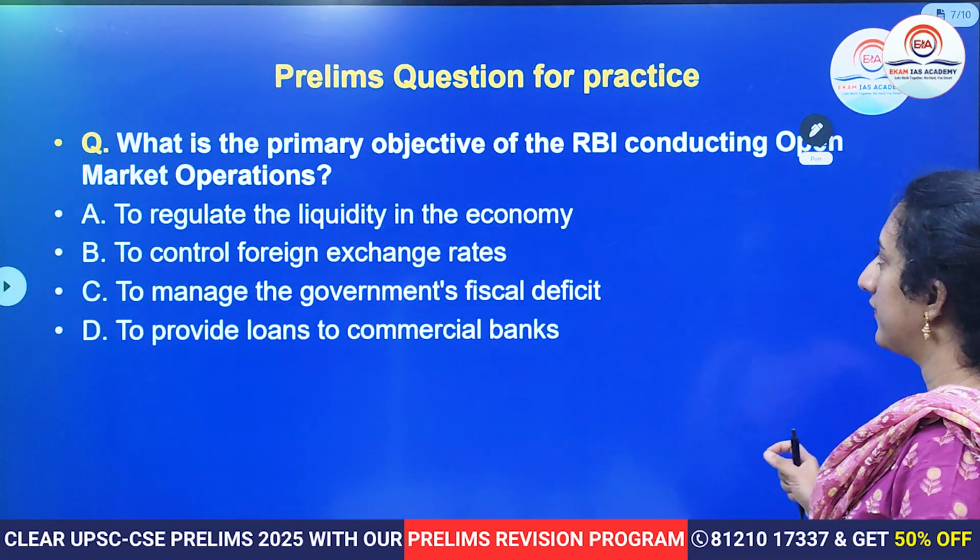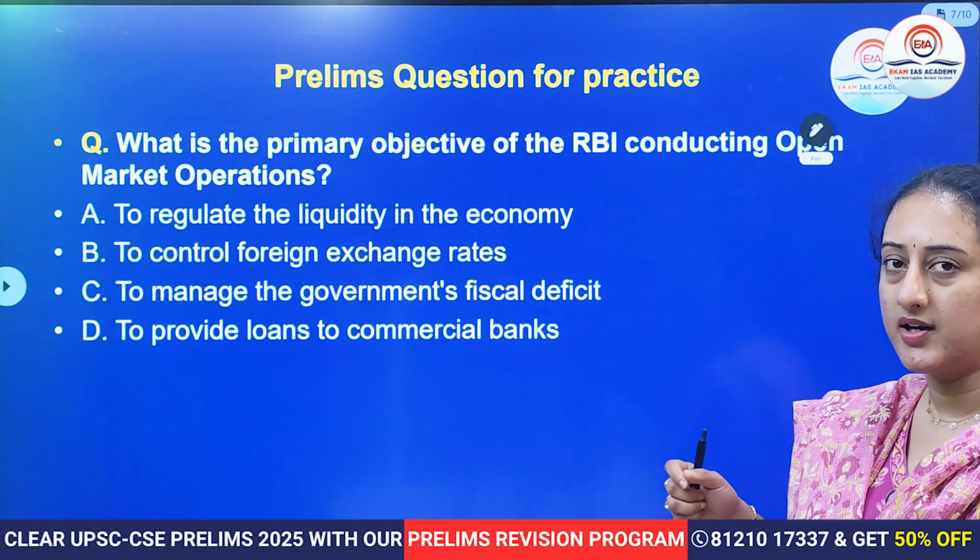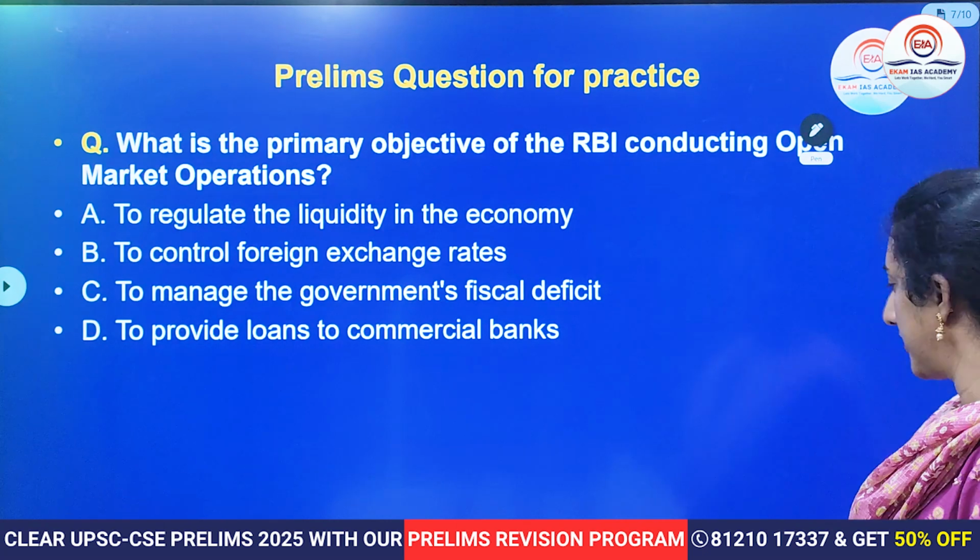Now let us see the practice question in this regard. What is the primary objective of RBI conducting open market operations? Four options are listed. Try to understand and identify the right one and let me know in the comment section.